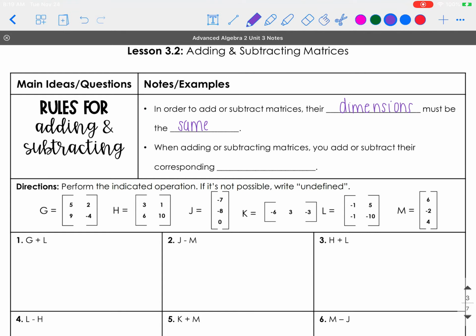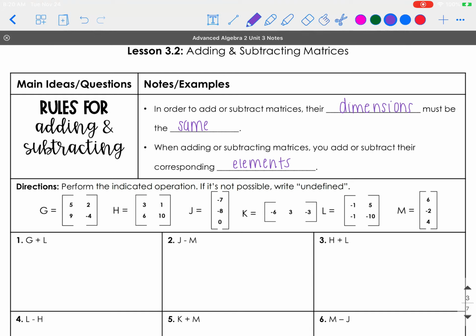So if you're going to take a 1 by 3 matrix and you want to add it, you have to add it to a 1 by 3. Not a 3 by 1, not a 2 by 2, not a 2 by 3. The dimensions have to be equal. And so when we're adding or subtracting matrices, all you do is you add or subtract their corresponding elements.